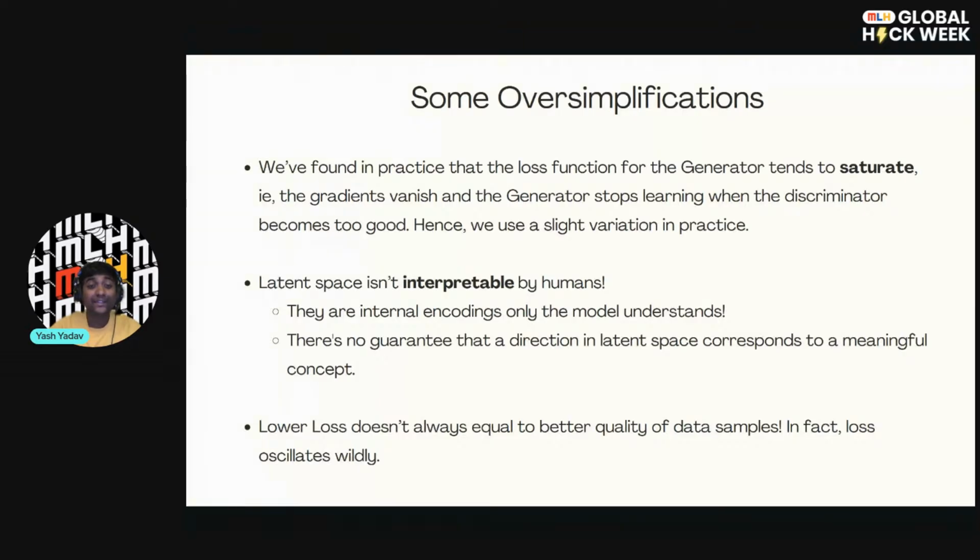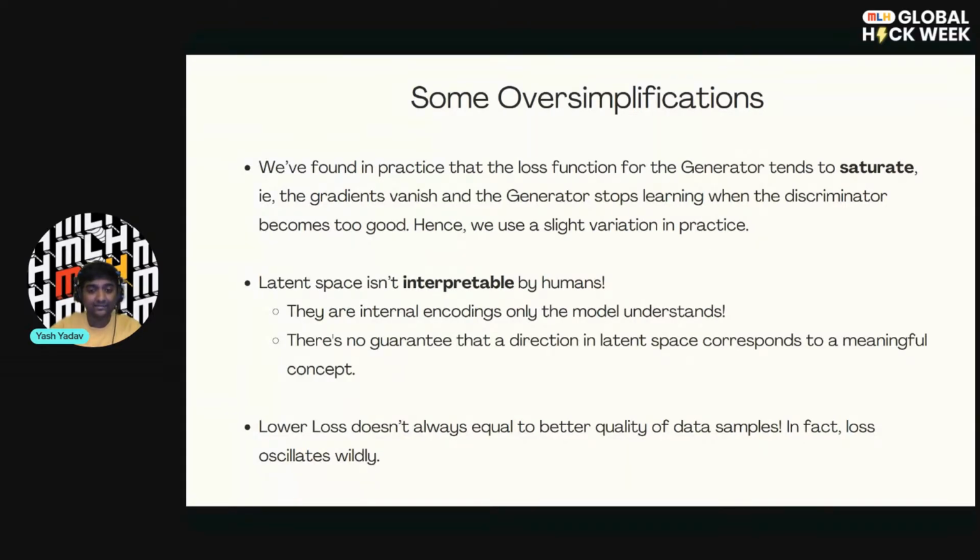Secondly, the latent space isn't interpretable by humans. I talked about how a particular dimension would refer to a cat's nose getting bigger or smaller. That isn't really how it works. They are internal encodings that generally only the model understands. And there's no guarantee. Of course, randomly it might happen that a particular dimension refers to a cat's nose, but there's no guarantee that a direction or a region in a latent space would correspond to a meaningful concept at all.